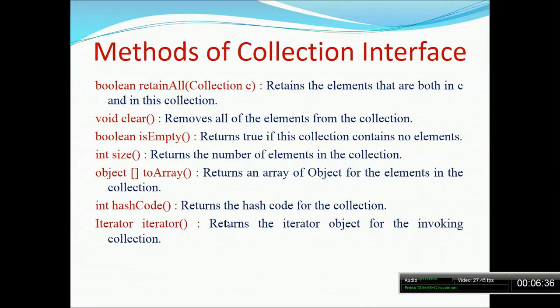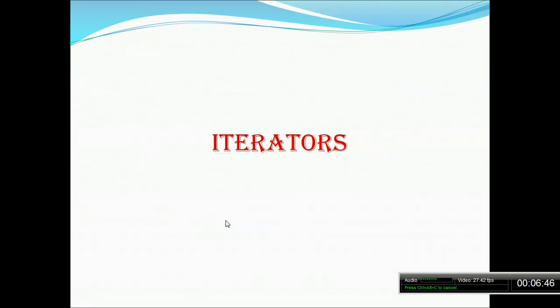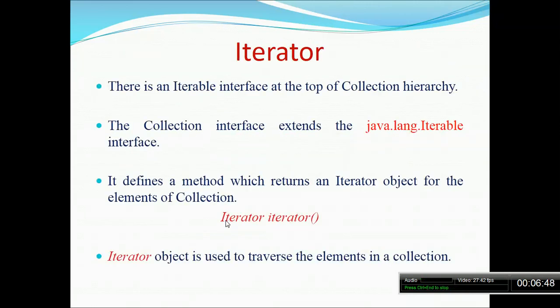hashCode returns the hashcode of the collection. iterator returns the iterator object for iterating over the collection. We will see what the iterator is in the coming video. Coming to the iterator: an iterator is generally used to iterate over the collection. We have multiple methods, we can go forward, it is just used to iterate.